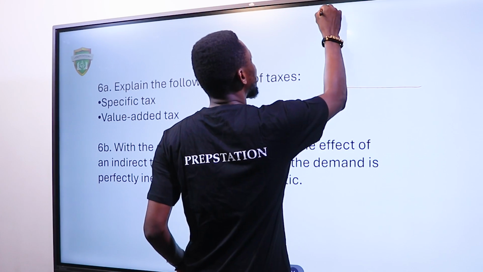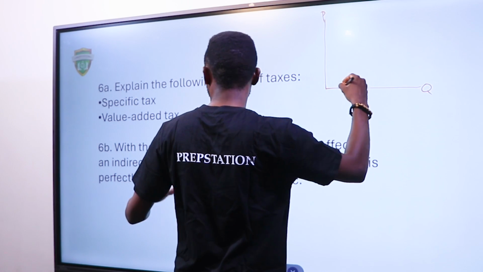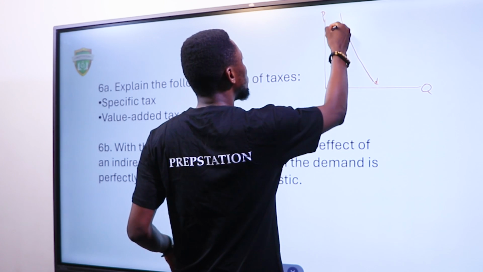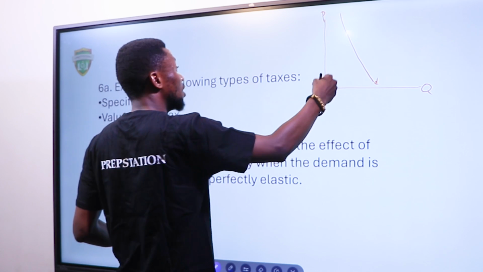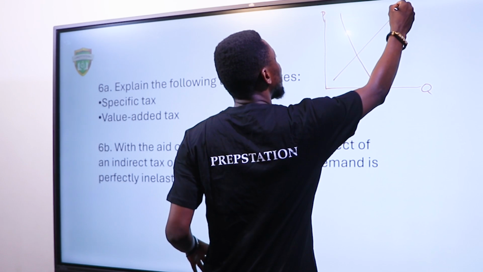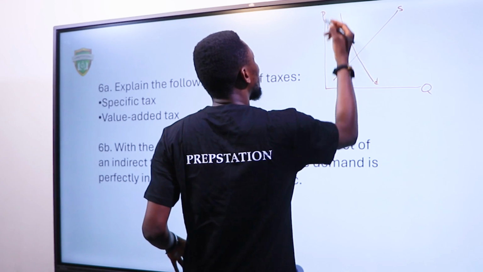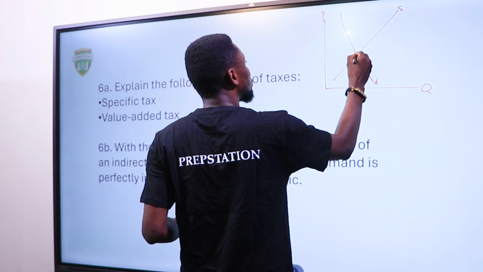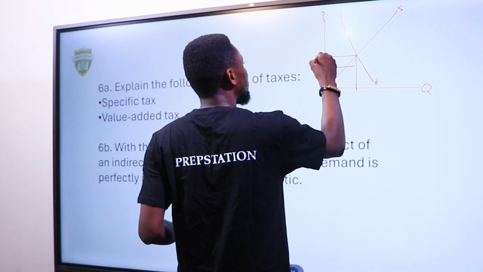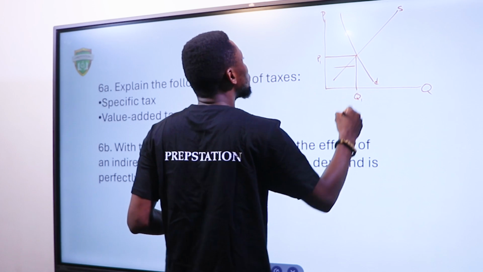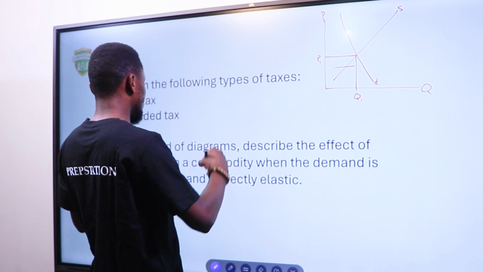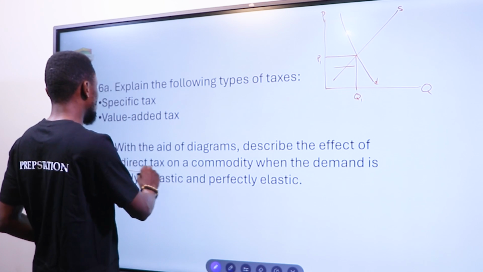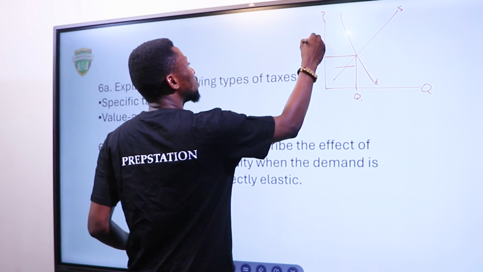First of all, let's draw what is inelastic. An inelastic demand will look like this, which means a higher change in price will lead to a lower change in demand. So let us say this supply is S now. What makes it inelastic is that as price increases in magnitude, let's just draw this as P1, and this is Q1. So when there's an increase in price due to tax, the price will increase, and this will be P2.